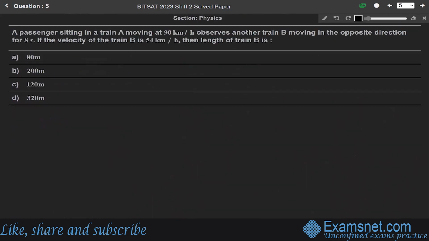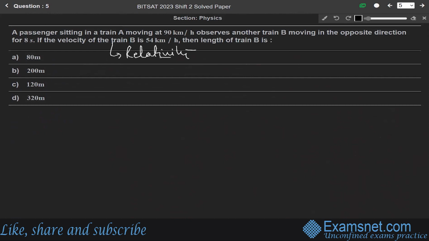Okay. Now question number 5. A passenger sitting in a train A moving at a speed of 90 km per hour observes another train B moving in the opposite direction for 8 seconds. If the velocity of train B is 54 km per hour, then the length of train B is. Okay, so this question is from the chapter of relativity.